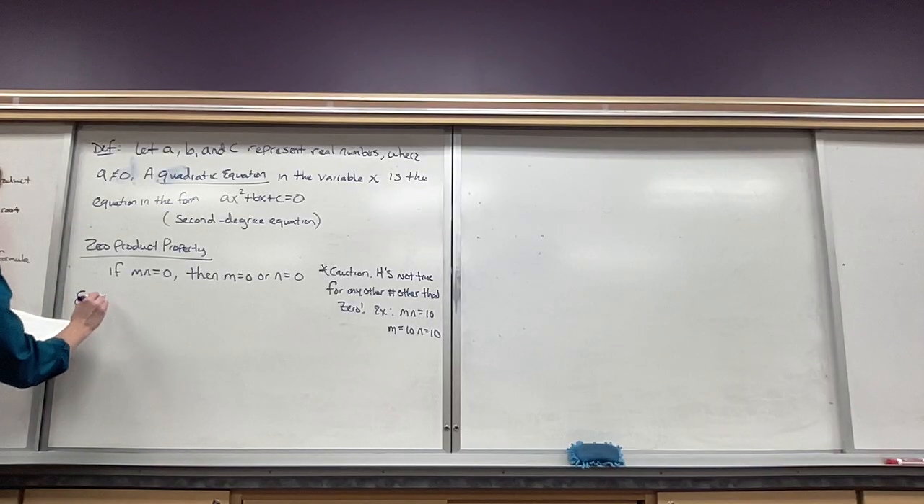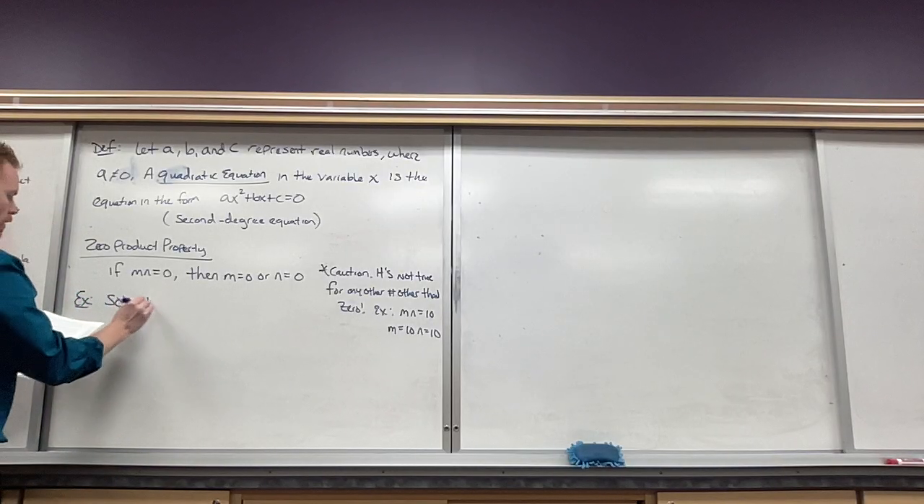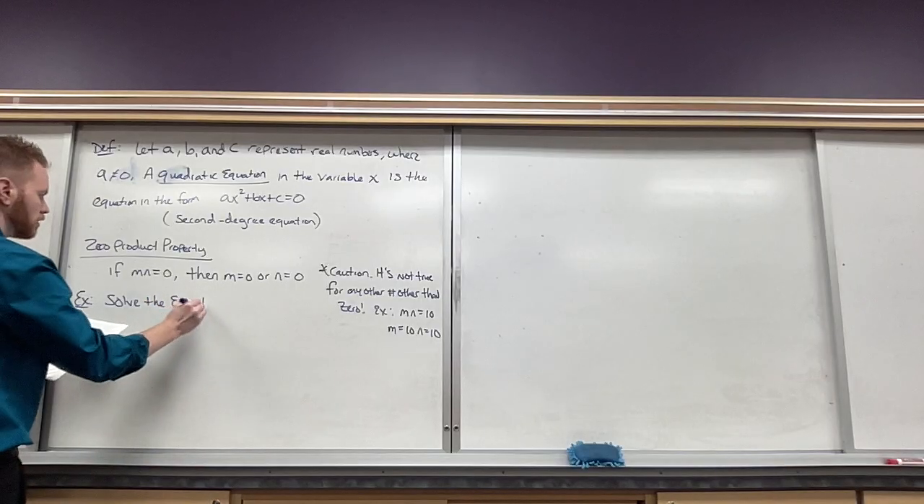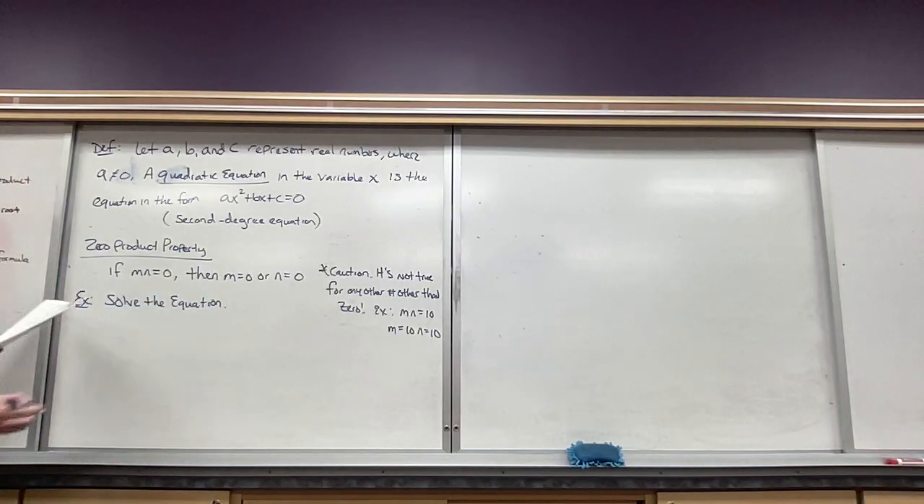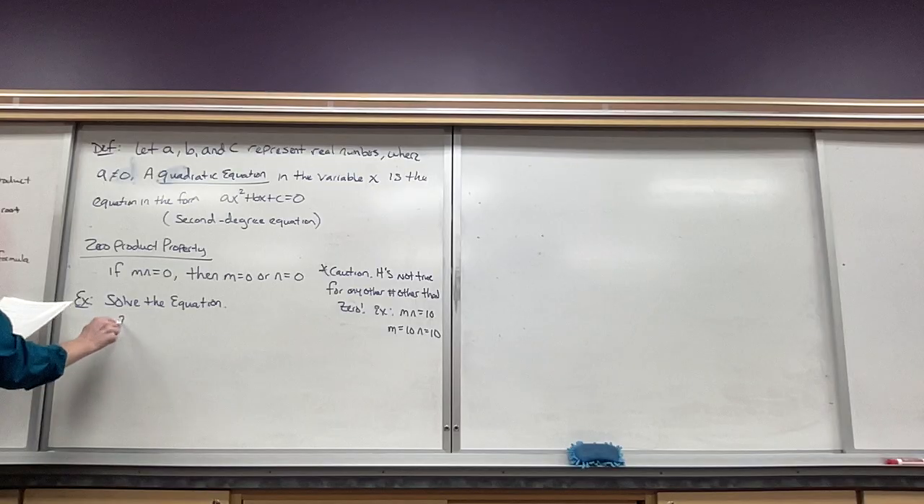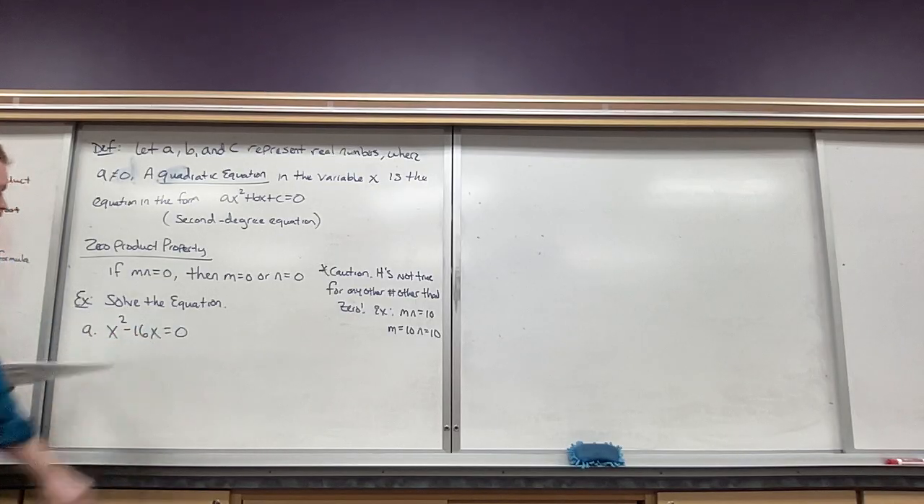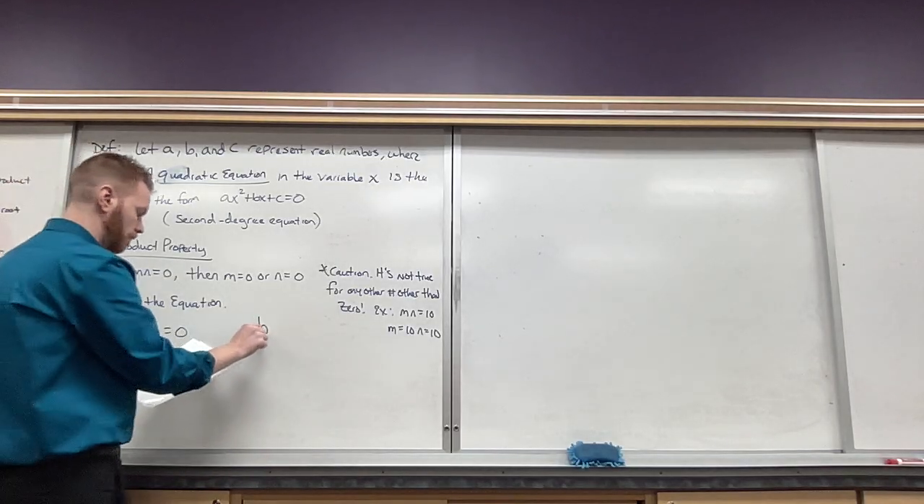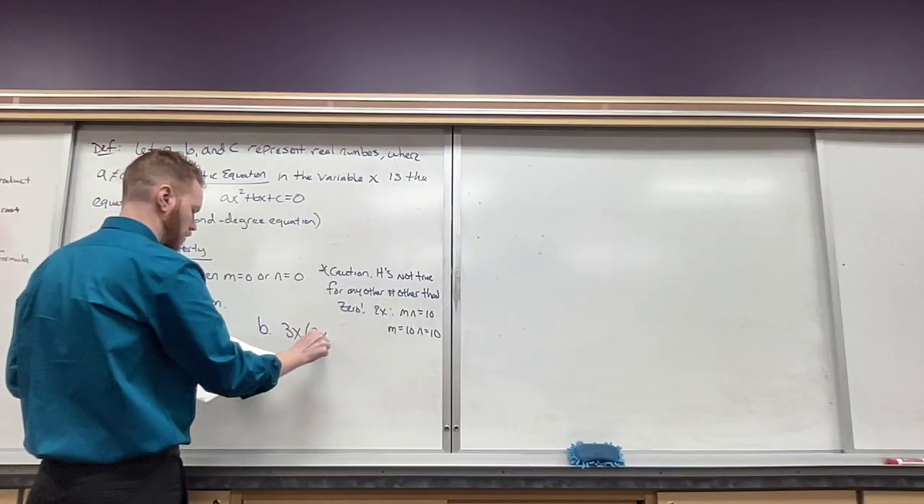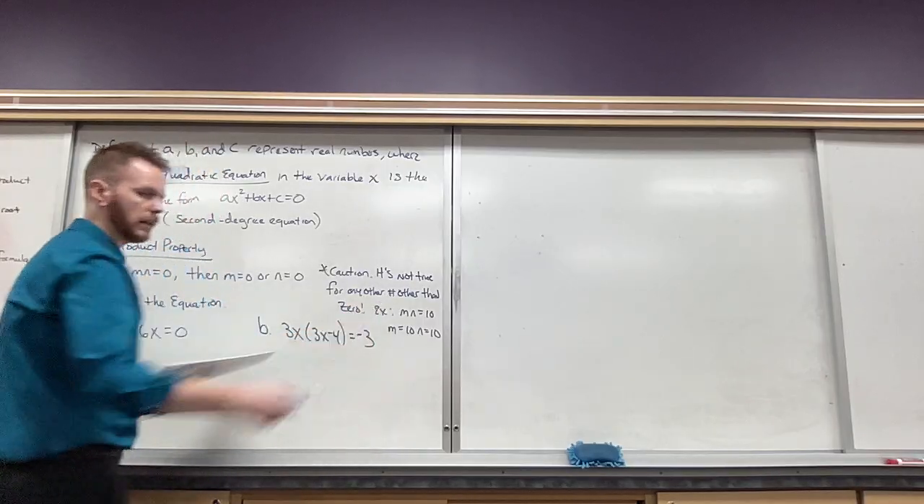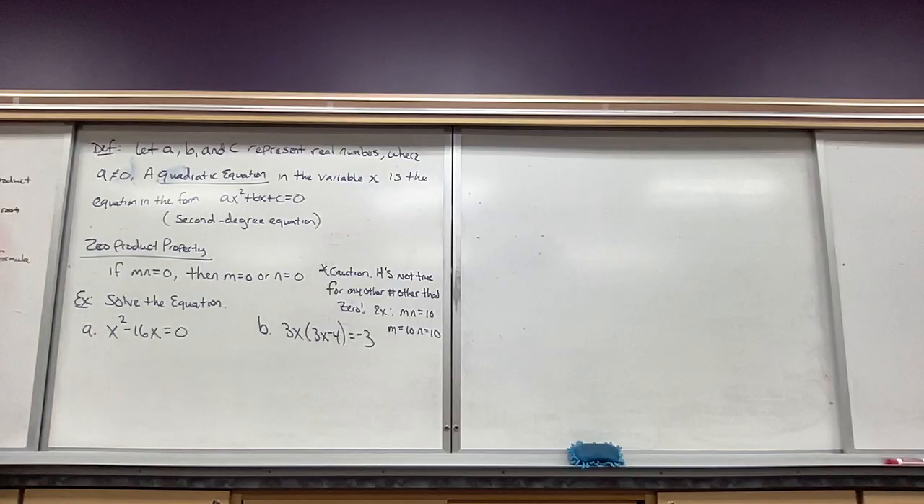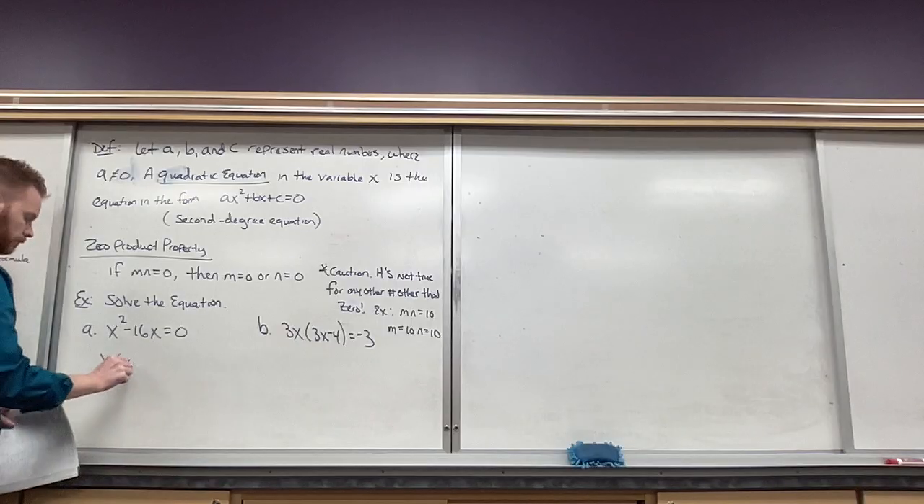Here's an example. So we're going to solve the equation using the zero product property. Okay. So our first example, we have x squared minus 16x equals 0. Our second example, 3x minus 4 equals negative 3. Looking at the first example, notice that my constant term's gone. And when that happens, typically we can maybe factor a GCF out, okay? So let's do that.